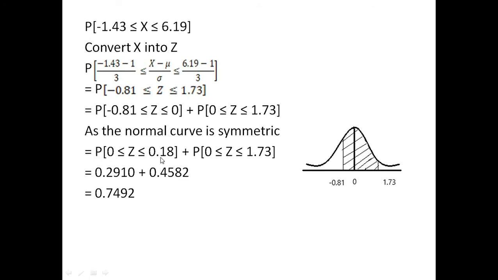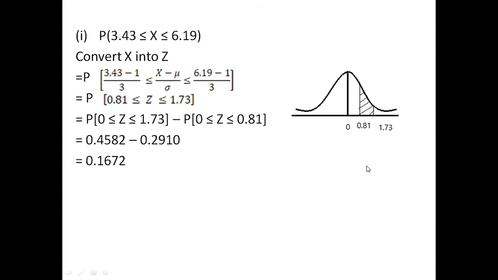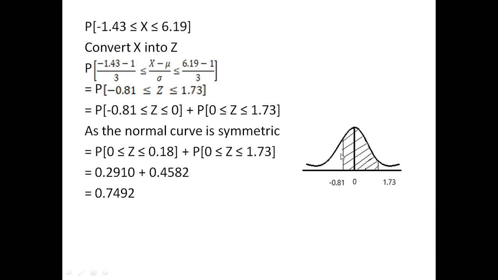So that's why we have to convert it into a positive value. Now we will add, because in the previous part we subtracted, since both the values were on the same side, but here we will add the area from 0 to this and then from 0 to 1.73. So again the values are almost the same, but instead of subtraction I have added both the values.